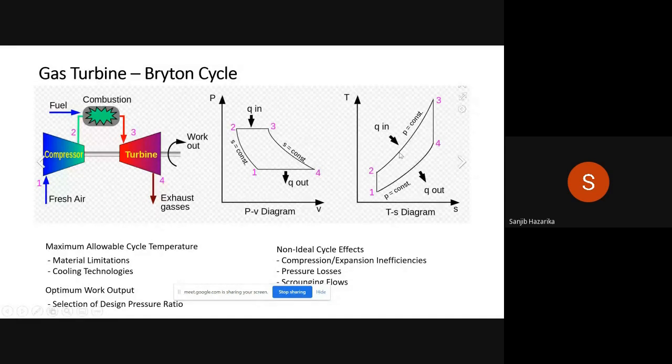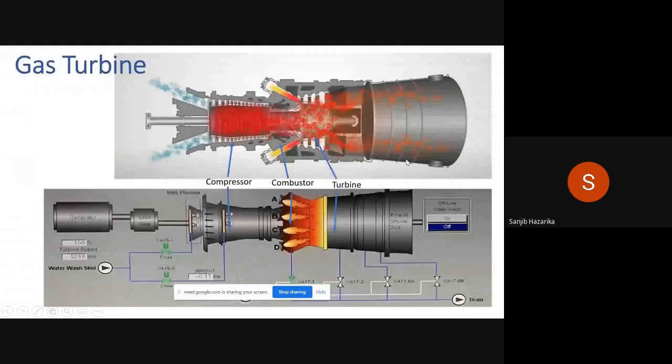And this is shown as the ideal cycle, but in reality, the efficiency will not be as shown here. There are compressor and expansion efficiencies, so it will not be ideal like what is shown here. Then pressure losses will be happening, and there will be leakage flows here and there. So we are not going into so much detail on the Brayton cycle, but this is a gas turbine.